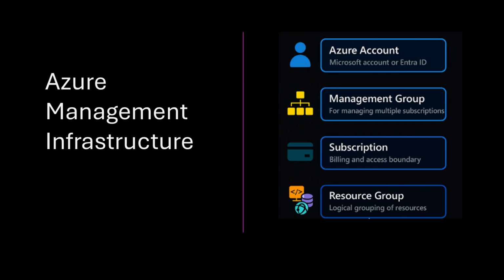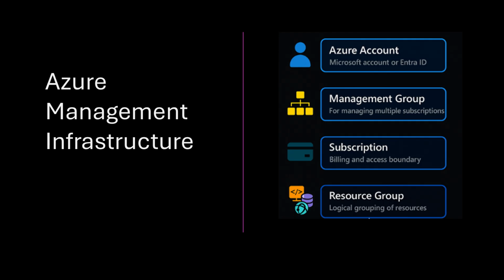Inside a subscription, you organize resources into resource groups. A resource group is a logical container for services that share the same lifecycle. For example, if you are building a web app, you might group together the web app service, the database, a storage account, and monitoring resources. You'll use resource groups to deploy and manage related services as a unit, apply tags, RBAC, and policies to a group of resources, and clean up easily. Delete a resource group, and all its contents go with it.